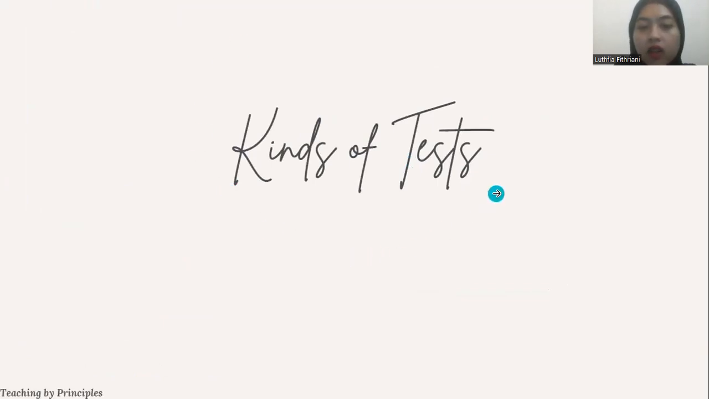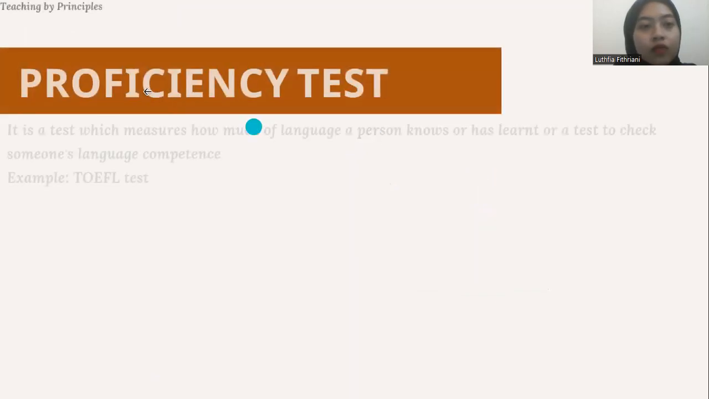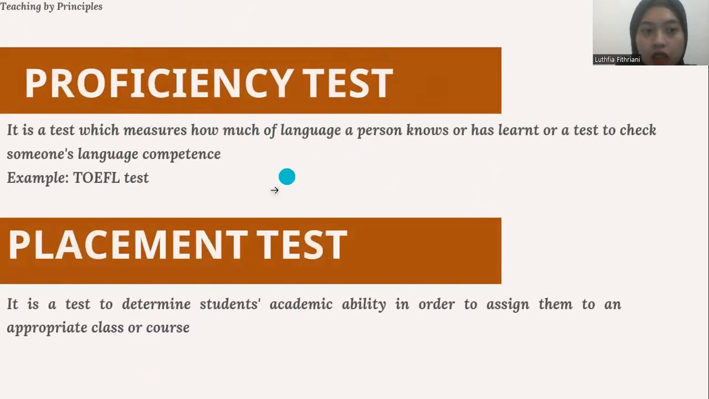Kind of tests. There are some kinds of tests. What are they? The first is proficiency test. A proficiency test is a test which measures how much of a language a person knows or has learned, or a test to check someone's language competence. For example, TOEFL test or IELTS test. The second is placement test. A placement test is a test to determine students' academic ability in order to assign them to an appropriate class or course.